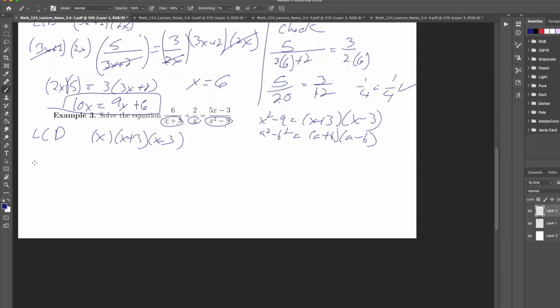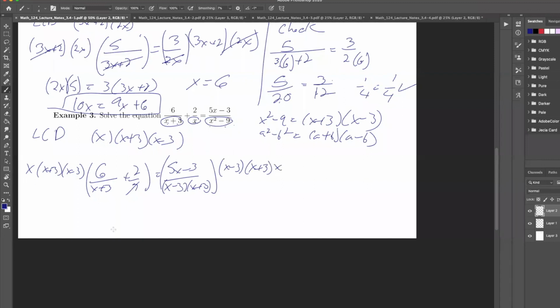So here we're going to multiply both sides by that. So we're going to have x plus 3, x minus 3, right, multiplied by 6 over x plus 3 plus 2 over x is equal to 5x minus 3 over x minus 3, x plus 3. And then we're going to multiply that by x minus 3, x plus 3, and x. Okay, so notice here we factored this.